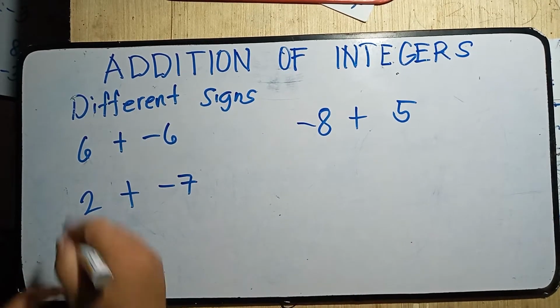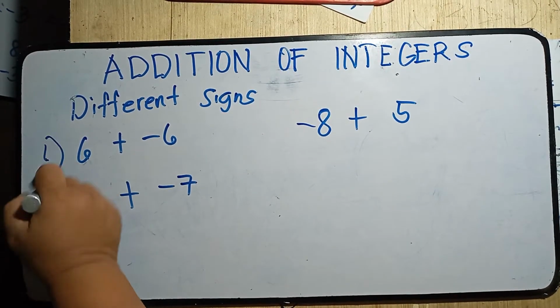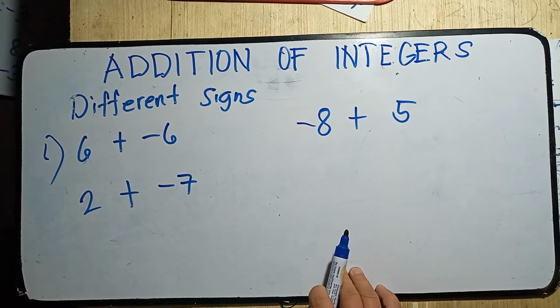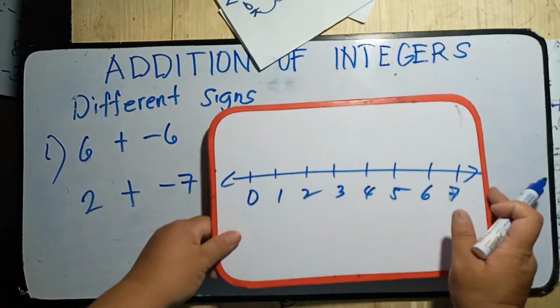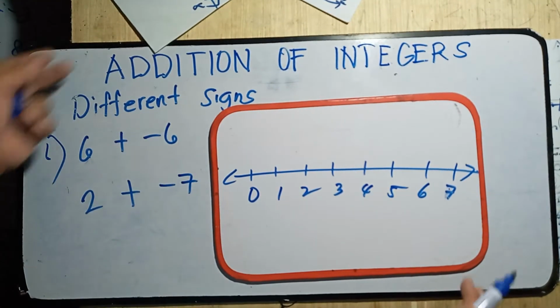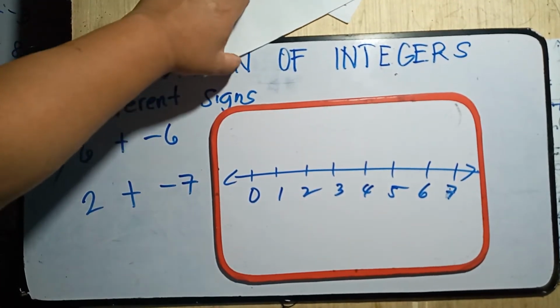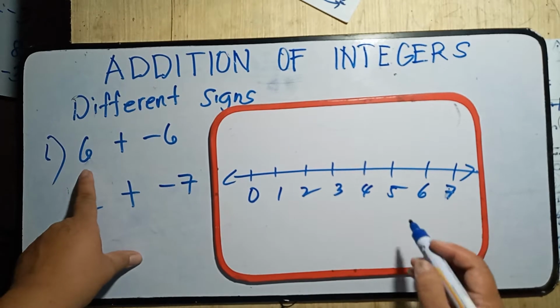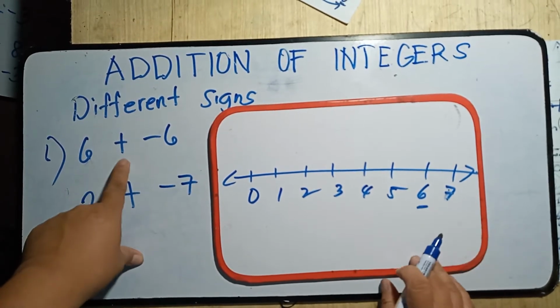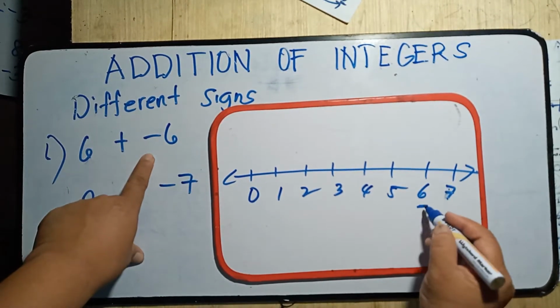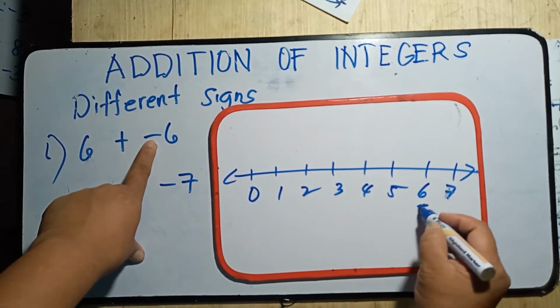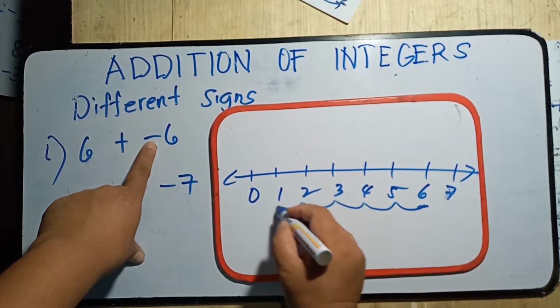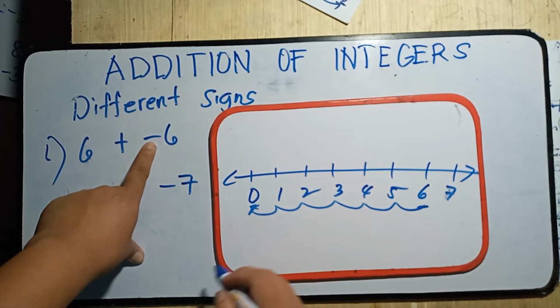Let us discuss first the sum of 6 and negative 6. So, let's discuss it using the number line. Okay, now 6 plus negative 6, that means from 6 we will move to the left 6 units. 1, 2, 3, 4, 5, 6. So, the answer is 0.